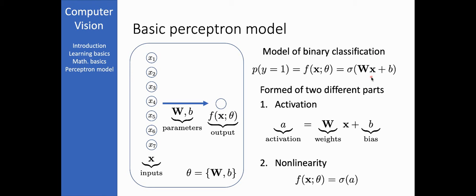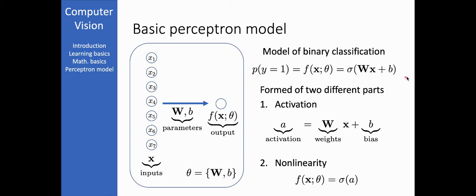I have x here, which has, let's say, some certain dimensions. I multiply it with the W matrix and then add a bias to it, the B value. And then I change this linear function into a probability using a nonlinear function, as we've seen before. So the output, again, is a probability of belonging to a certain class.